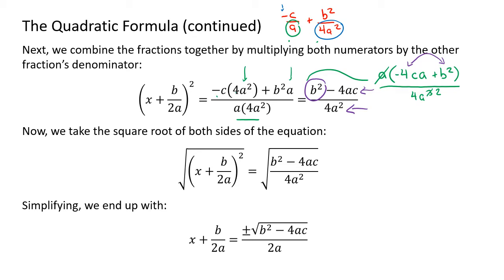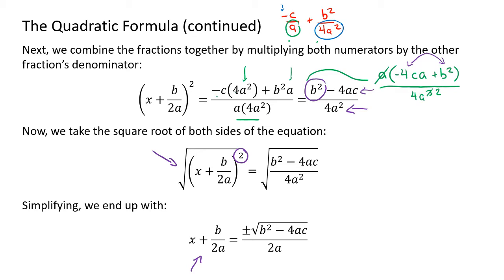So what I'm going to do now is, I have two expressions, and I'm going to take the square root of both sides. So we have the square root of x plus b over 2a, squared, is equal to the square root of the second term, b squared minus 4ac divided by 4a squared. And on the left-hand side, it's just x plus b over 2a, because you're taking the square root of a function that's squared, remember from radicals.